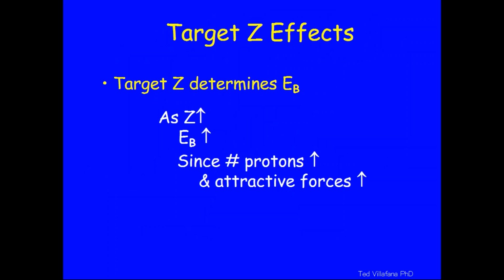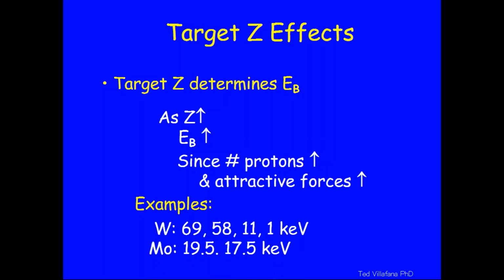Remember that the target atomic number determines the binding energies of that target material. As your Z goes up, the binding energies go up, since going up in atomic number really means you're packing more protons in the nucleus. All those protons will exert a greater attractive force on the electrons in the various orbits, and the binding energies will go up.